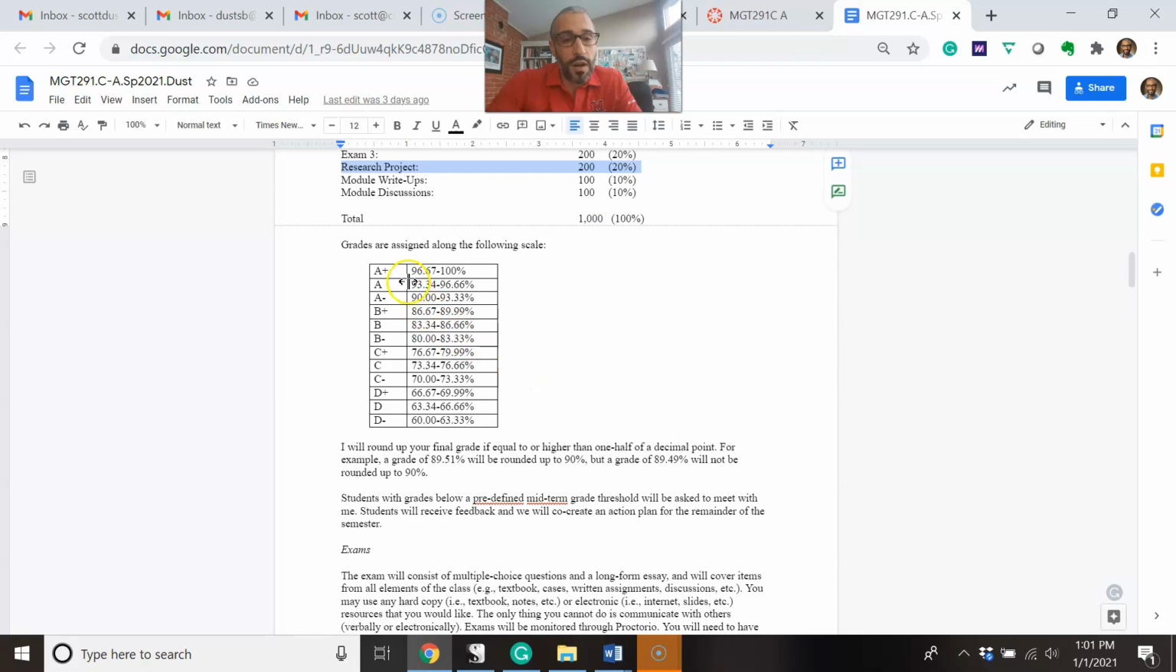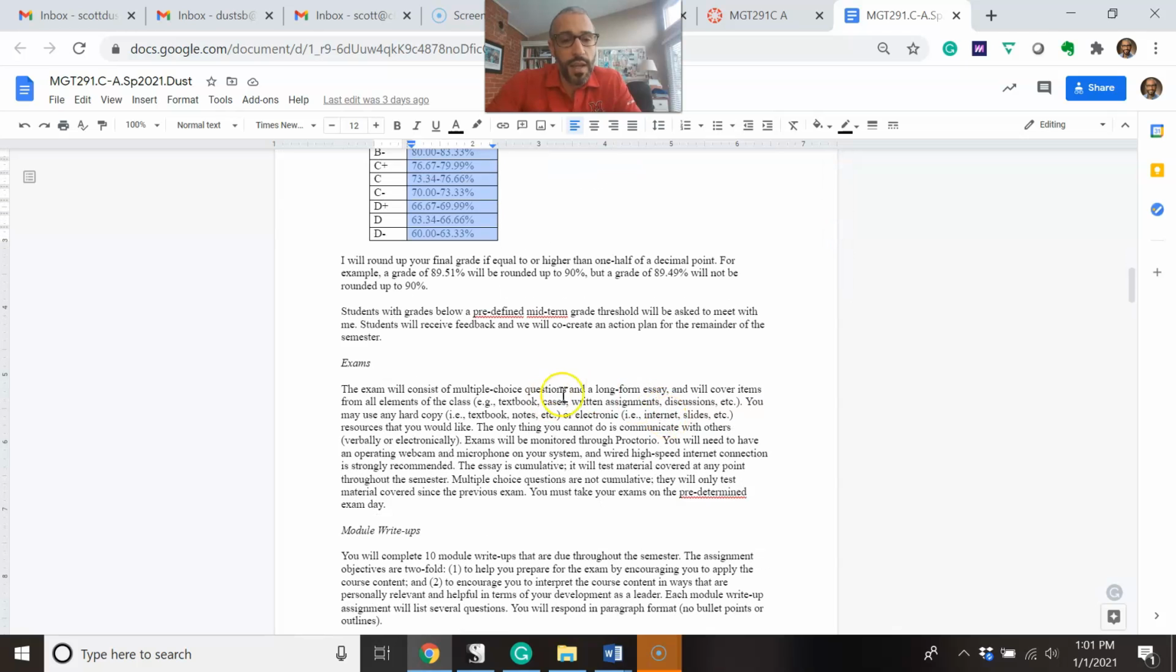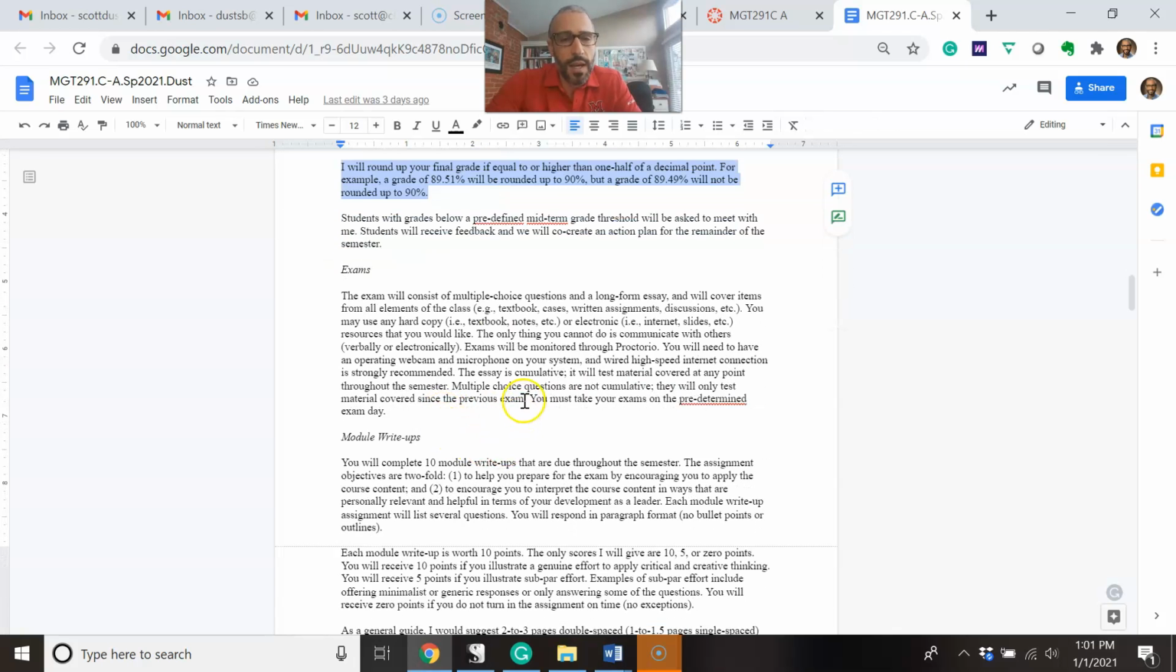So here's the cutoff points, in case you're ever interested, for grades. Here's my rounding philosophy, just so you know in advance.